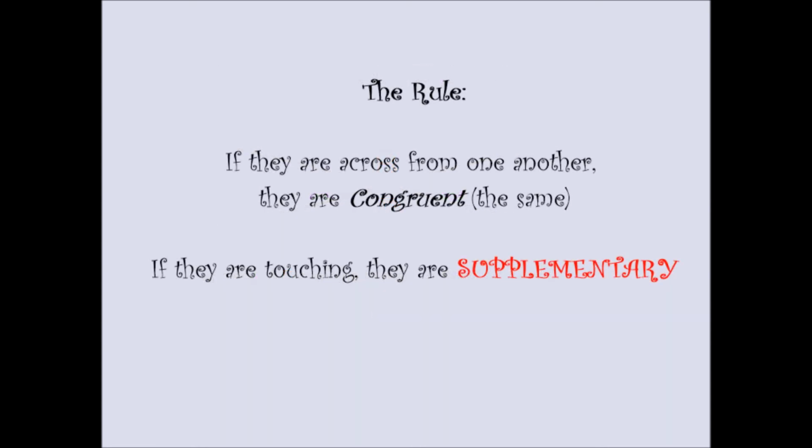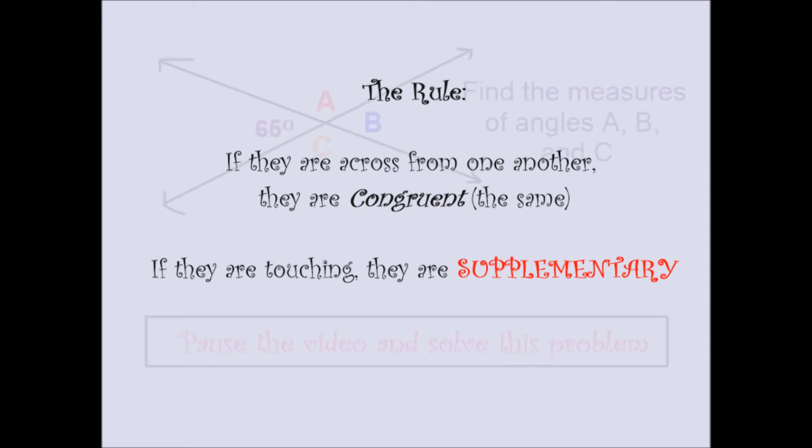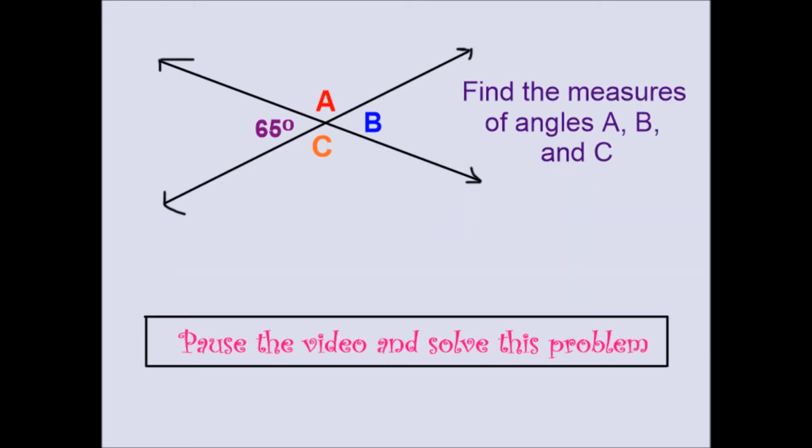Here are a couple of rules to remember when we talk about two lines that intersect. Angles that are across from one another are congruent. They're the same, vertical angles. Angles that are touching or share a side are supplementary. They will add to 180 degrees. Use these rules to find the measures of angles A, B, and C. Take a second, pause the video, and figure them out.